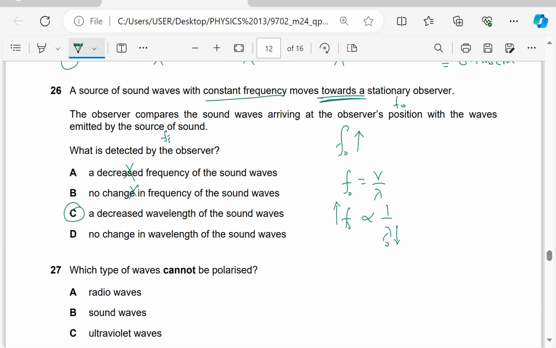A decreased wavelength of the sound waves. No change in wavelength. Because the frequency has changed and the speed is constant, then it means the wavelength must have changed. So the answer is going to be C.